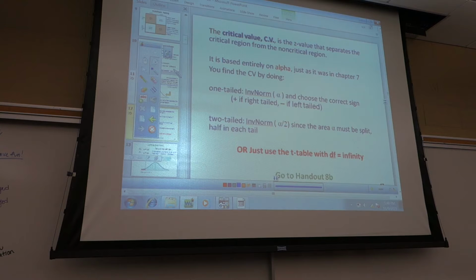The critical value CV is the z-value that separates the critical region from the non-critical region. It is based entirely on alpha. Just as it was in chapter 7, you find the CV by doing... That's okay. That's good from there.